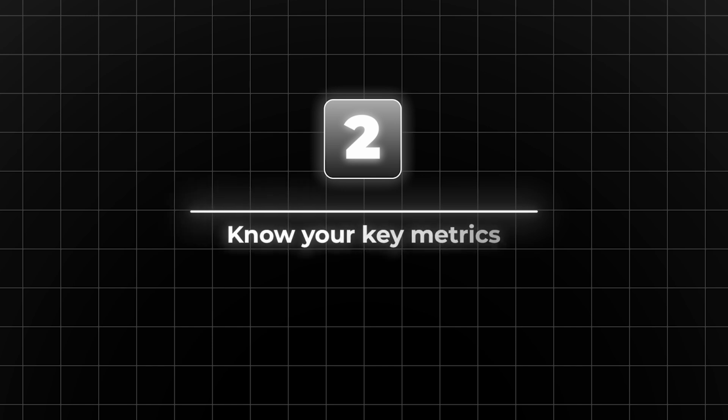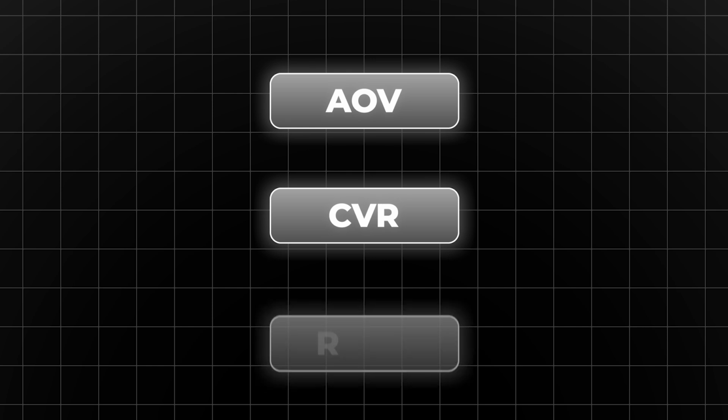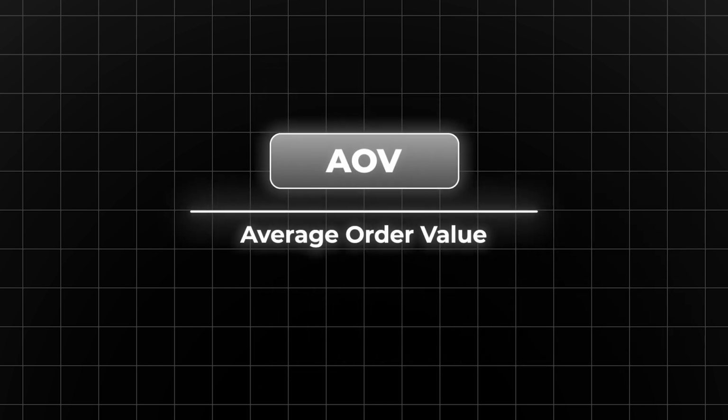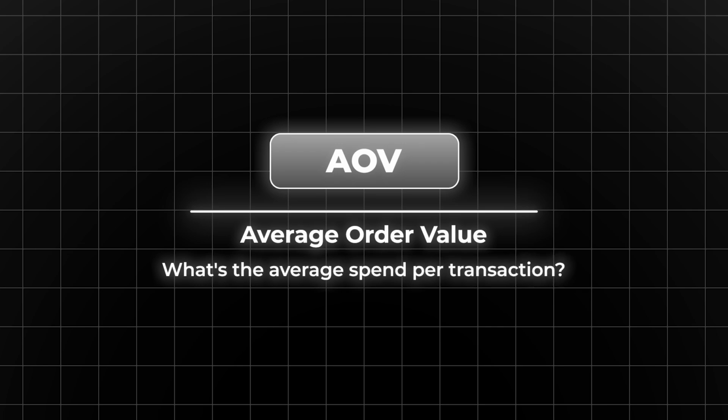Step 2, know your key metrics. Understanding your numbers ensures every dollar works that much harder. 3 metrics every e-commerce brand must track: AOV, CVR, ROAS. So let's hop back to the first one. Average order value, or AOV. What's the average spend per transaction?